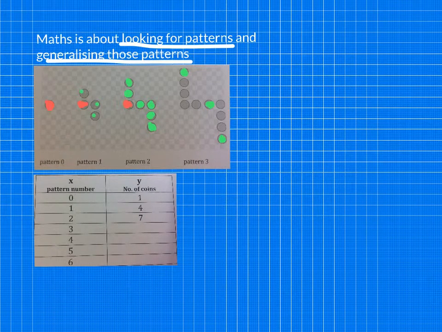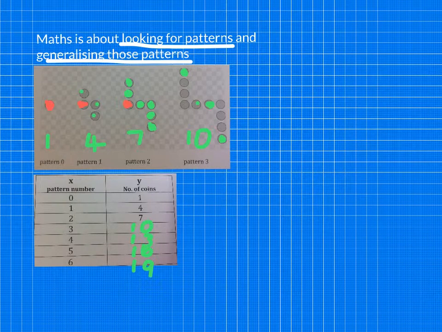So pattern 0 is 1 coin, pattern 1 is 4 coins, pattern 2 is 7 coins, and pattern 3 is 10 coins. If we put this information in a table, we can have a look at the pattern more clearly. What seems to be happening is that the number of coins being used is going up by 3. So the fourth number in the pattern would go up by 3, that will be 13, and then plus 3 again 16, and plus 3 again 19.